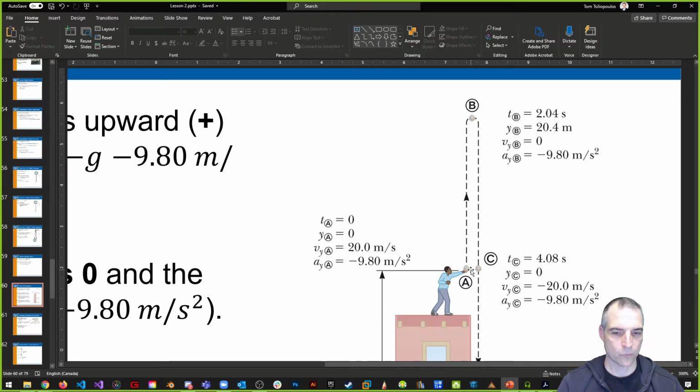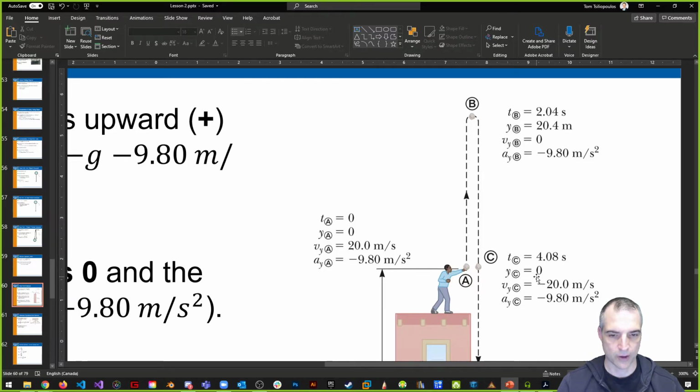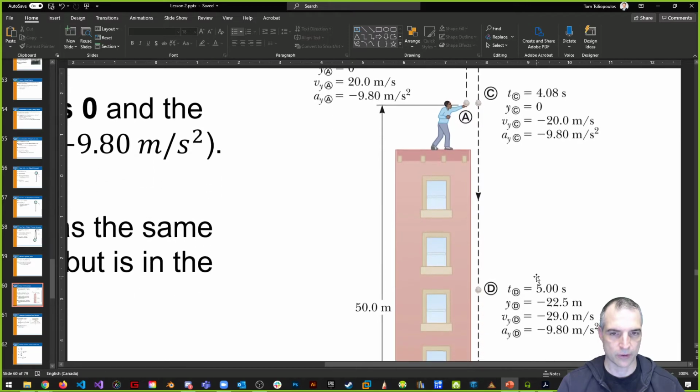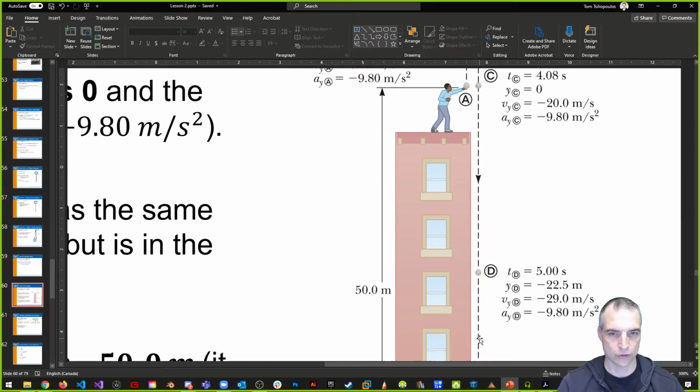This is where we become asymmetrical. This is symmetrical motion, but after this point, when it falls down the building, this leg of the journey is asymmetrical. It doesn't equate to where we threw it. It keeps going.